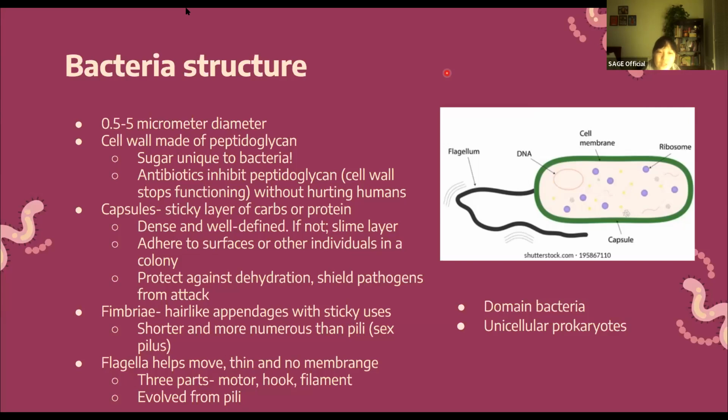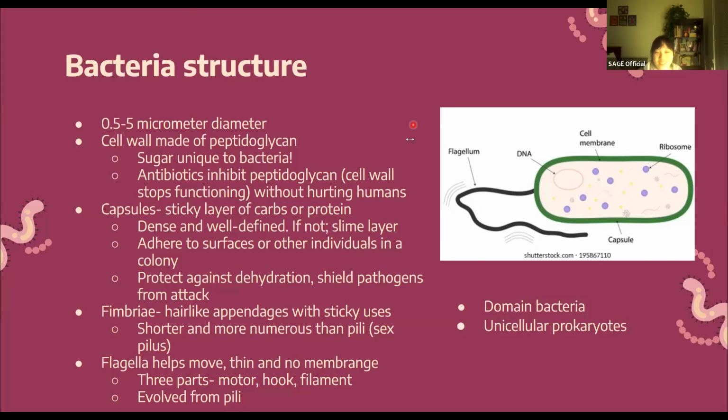And these capsules, which are these sticky layers, help different bacteria come together, forming a colony or a protective surface. So an example of this would be, you know how on your teeth you sometimes get white plaque? That's called a biofilm, and that's a bunch of bacteria sticking to each other. So these colonies also protect against loss of water or dehydration, and shield pathogens from attack, because I guess it's harder to beat 30 than it is to beat 1.